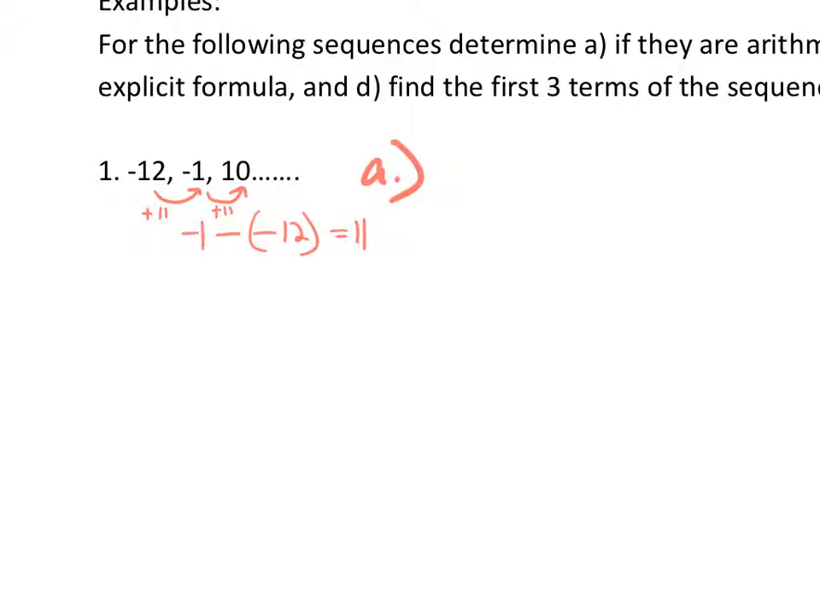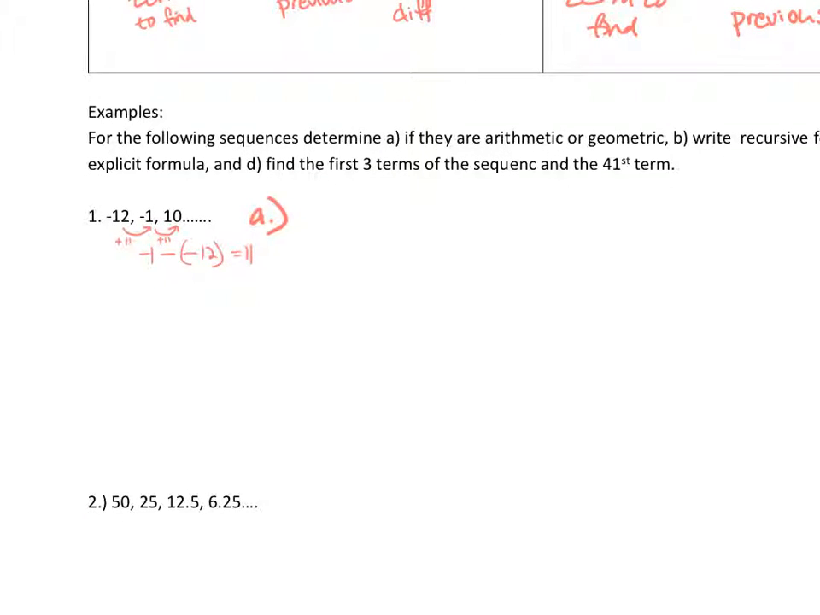If I want to check to see if there's a common ratio, I would do negative 1 divided by negative 12. Well, that's 1/12, right? So negative 12 times 1/12 does give me negative 1. But does negative 1 times 1/12 give me 10? No, it does not. So it is definitely arithmetic. I'm going to erase this. And I didn't put this in the directions, but let's go ahead right now and define what the common difference is. So we have it written down. The common difference is 11.